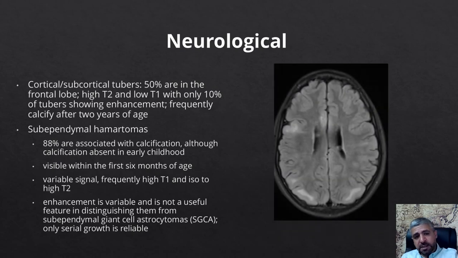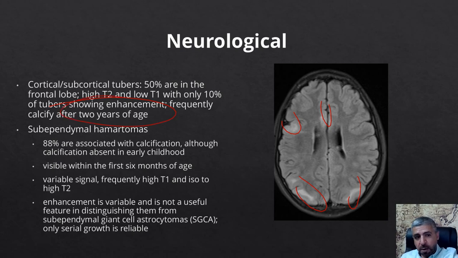First, the cortical or subcortical tumors. About 50% are usually seen in the frontal lobes, so you can see them at the frontal lobes. More commonly, they are hyperintense on T2 and hypointense on T1. You can see like this. This is a FLAIR image, so this is a T2 weighted image. They are hyperintense on T2 weighted image, and only 10% show post-contrast enhancement. So typically they don't enhance, but about 10% of them do, and after 2 years of age they tend to calcify.